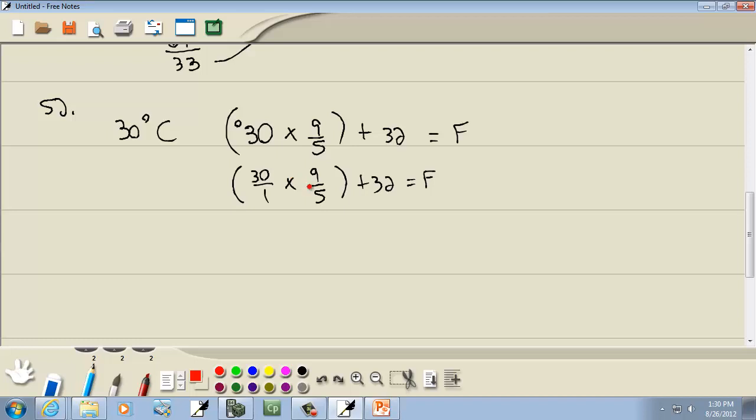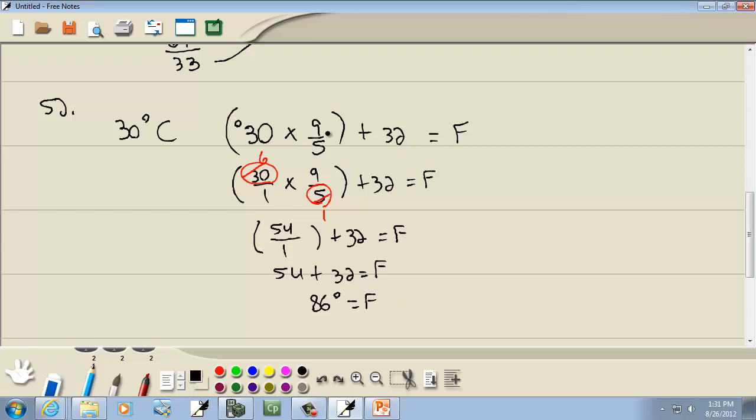Again, if you're multiplying fractions, if you can divide a number on top and a number on the bottom by the same number, do so. 5 and 30 are both divisible by 5. 5 divided by 5 is 1. 30 divided by 5 is 6. Now, nothing else to simplify there, so I go ahead and multiply them together. 6 times 9 gives us 54. 1 times 1 is 1, plus 32. 54 over 1 is 54, plus 32 equals F. Add those together, and that gives us 86 degrees Fahrenheit.